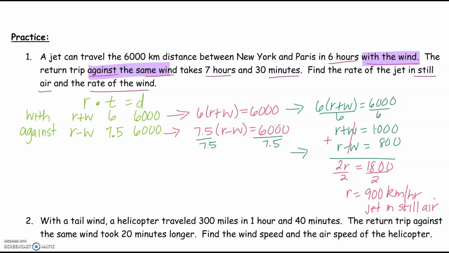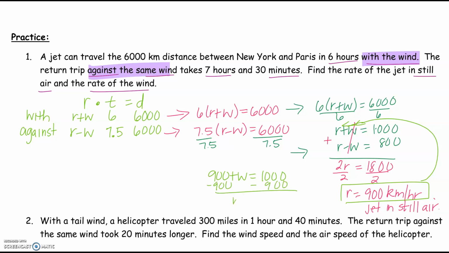How do we get the rate of the wind? That's the second question. Well, that's our W. Go ahead and decide where you want to substitute it. I'll just substitute it in right here for that R. So instead of R, I'm going to get 900 plus W equals 1,000. I'm going to solve for W by subtracting 900. I'm going to get W equals 100. That is the rate of the wind. The wind is 100 kilometers per hour. Wind rate.